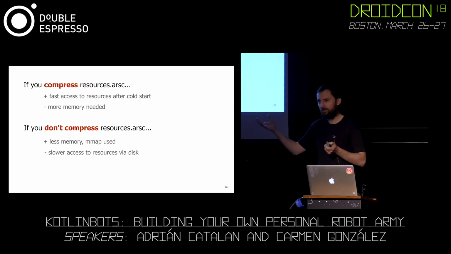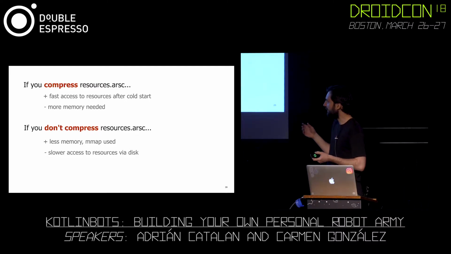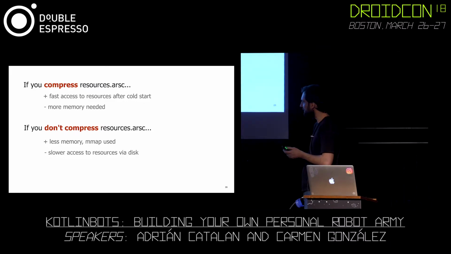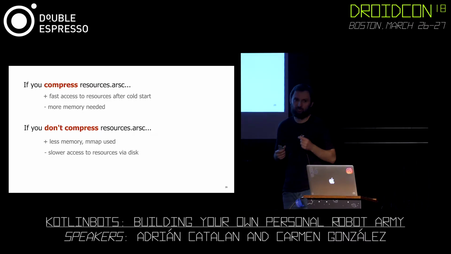If this file is a 10 megabyte file, you will need to allocate a 10 megabyte chunk in memory for the whole file. And then if you don't compress it, you will use less memory because the operating system will use M-mapping. M-mapping is when you want to read data from a file, and you pretend that all this data is in memory. You reserve a region in memory of the exact size as the file, but you load blocks into memory in a lazy way. Once you want to access a resource, the operating system will read a block with this resource from the disk into memory.